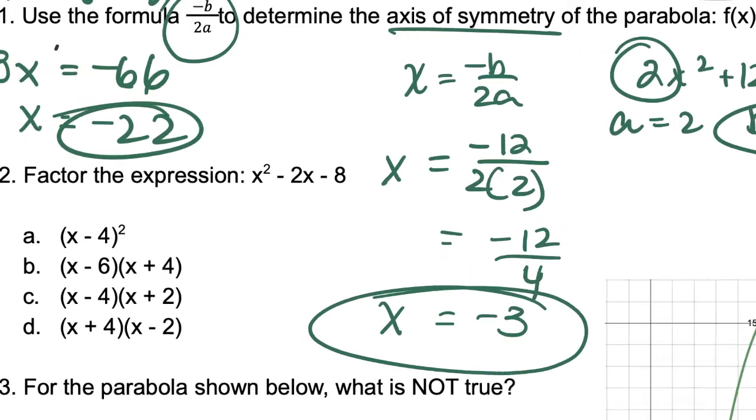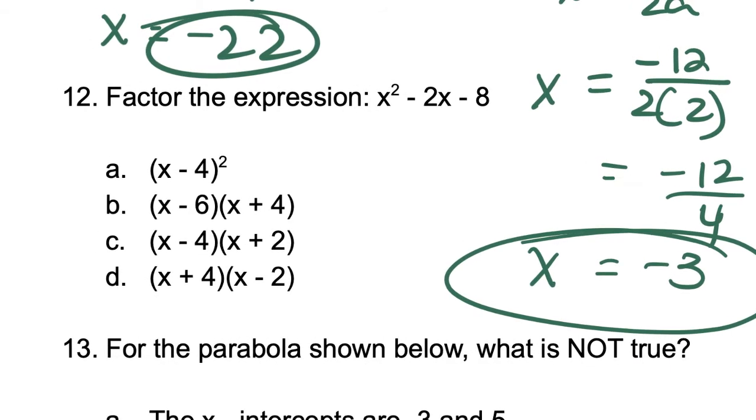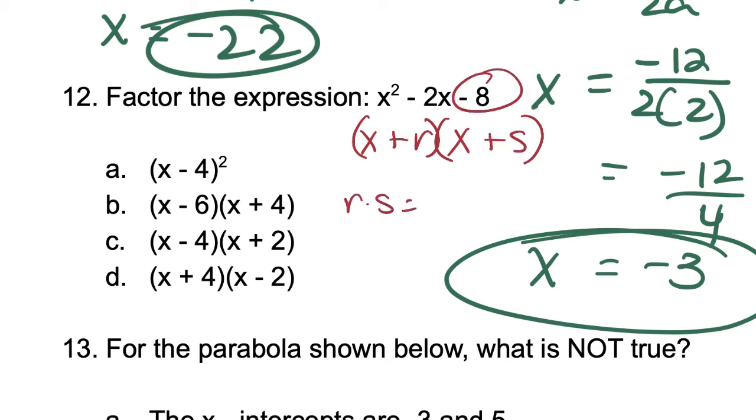Number 12 here, this is right off of the stuff we're doing currently in class. We just have to factor this. Remember, x, and we just got to figure out what r and s are here. Well, r times s has to equal your c, so negative 8. Now that gives us a list. That could be a 1 times 8, 2 times 4. Those are the only two things that multiply to 8. Now they've got to multiply to negative 8, but they got to add up to this negative 2 in the middle.